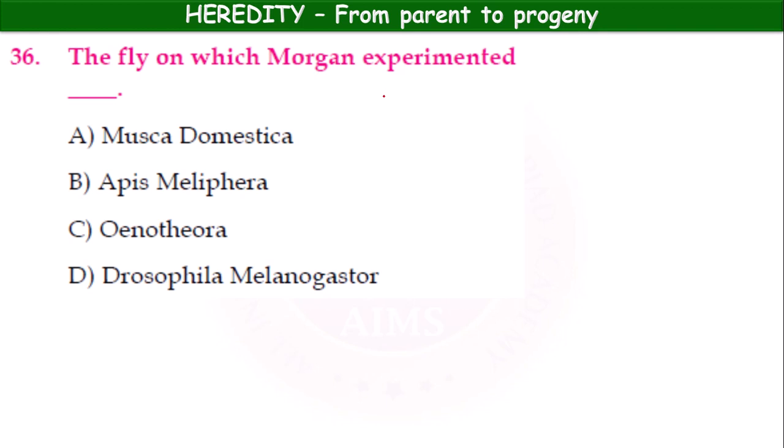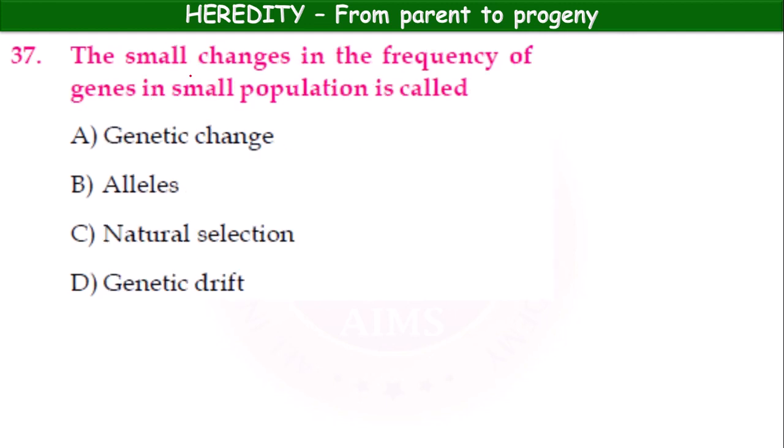The fly on which Morgan experimented. T.H. Morgan did many experiments on a fly: Musca domestica, Apis mellifera, Oenothera, Drosophila melanogaster. This is the fly on which Morgan conducted experiments. D. The small changes in the frequency of genes in a small population is called genetic change, alleles, natural selection, genetic drift. It is genetic drift, option D.